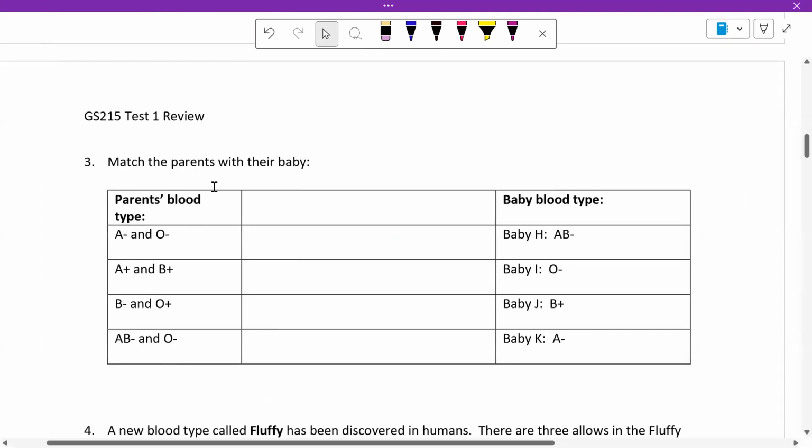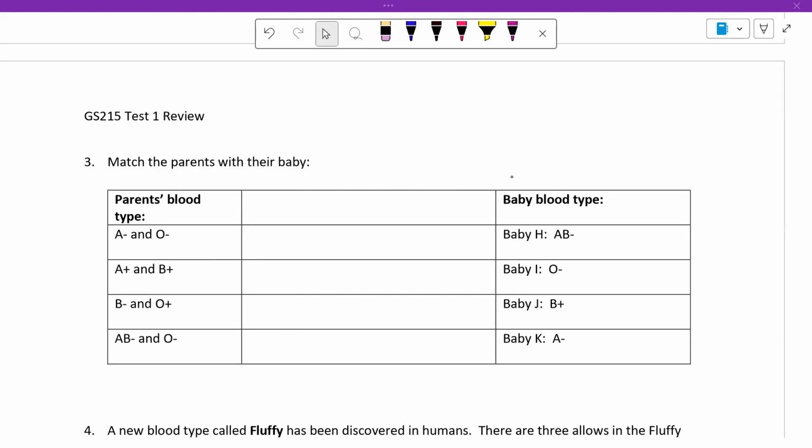Next, match the parents with their babies. There will be babies lost on the test, and you will have to match them. That's part of the questions, so make sure you practice with these questions.